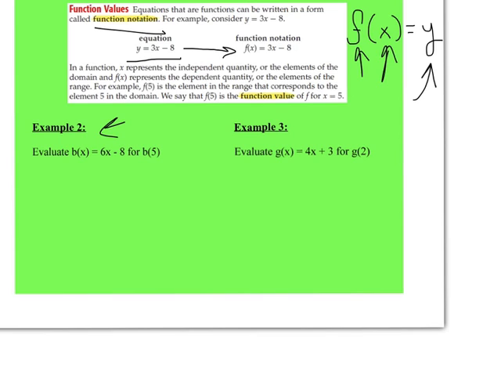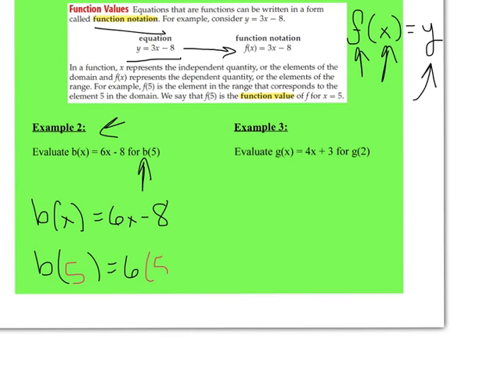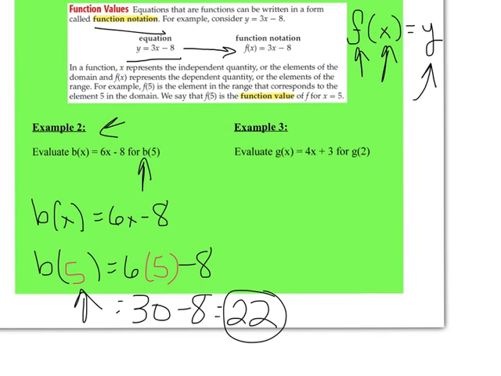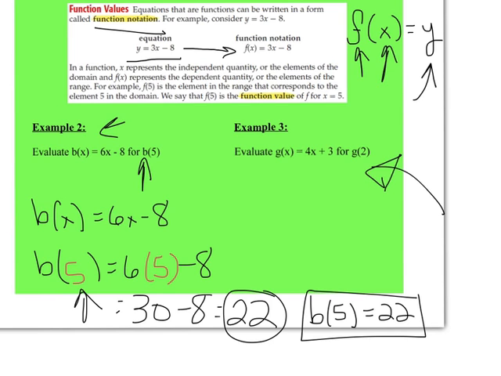So if I were to look at this first example, or rather the second example, example 2, I have b of 5. So even though it's a b and not an f, we're still talking about a function of 5. Since it says b of x, or the function of x, is 6x minus 8, and they want to know what b of 5 is, all I have to do is plug 5 in for x, because I'm just looking for what the function of 5 is in this case. So I'll have 30 minus 8, which is just 22. Which means that my function of 5 is 22. So go ahead and try example 3 on your own.